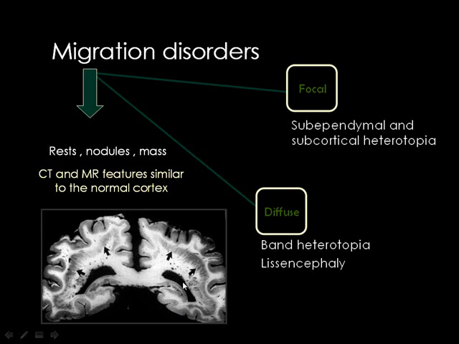Here is the ventricle. Here are the neurons which are migrating towards the cortex, and they stop in between before reaching the cortex. Then you get what is known as the double cortex. An original cortex, then gray matter, white matter, then another cortex, then white matter next to the ventricle. Whenever you see a band like this of gray matter below the original cortex, you call it diffuse heterotopia, or band heterotopia, or double cortex heterotopia.